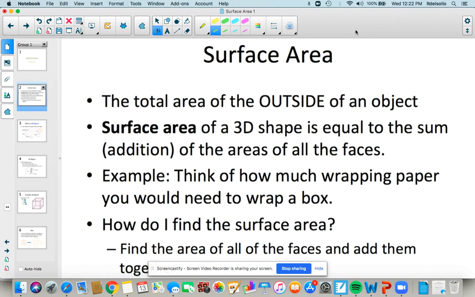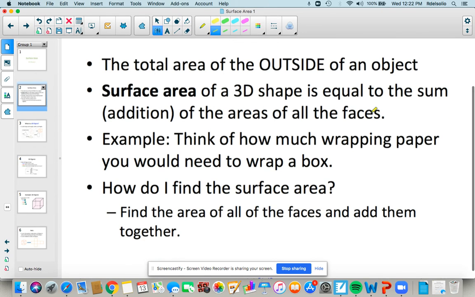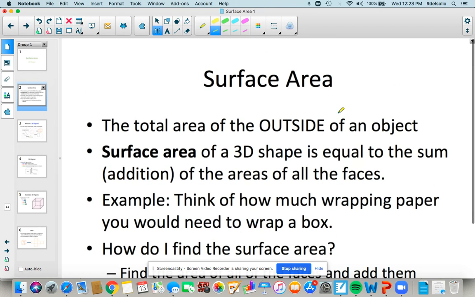Okay, so let's talk about an example. Pretend you had to wrap a present and say that it was a box. Think of how much wrapping paper you would need to wrap that box. In order to do so, you need to find the surface area. So you would need to find the area of all of those faces. In a box, it would most likely be rectangles. So find the area of each rectangle and then add them all together to find the surface area.